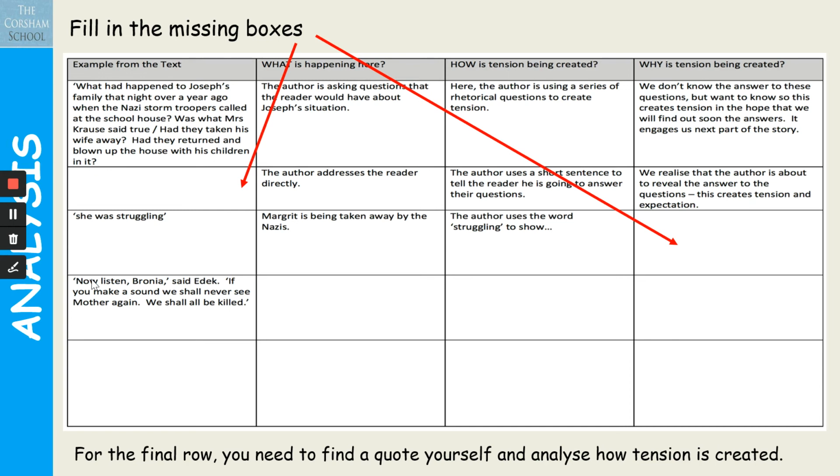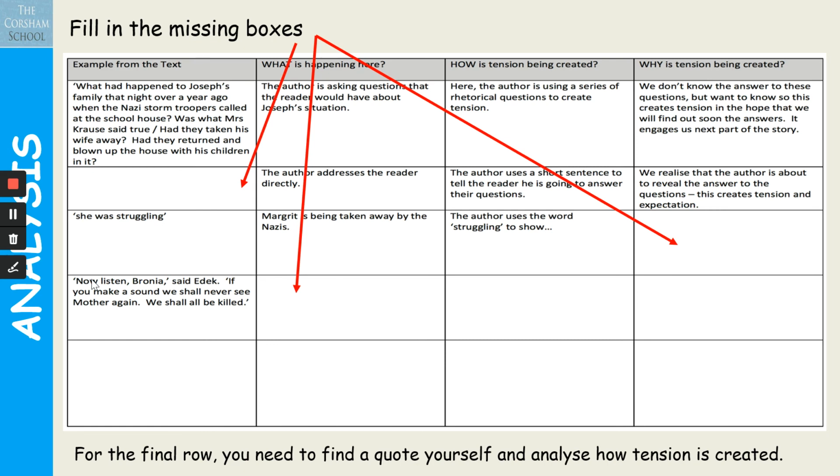After that, you've got the fourth line, and again we've given the evidence. "Now listen, Bronya," said Dick. "If you make a sound, we shall never see Mother again. We shall all be killed." Can you explain in the second box what is happening here? We've got two characters mentioned, so what is actually happening? Then think about how that tension is being created, and why. What is the author trying to achieve? What is he trying to make the reader feel?